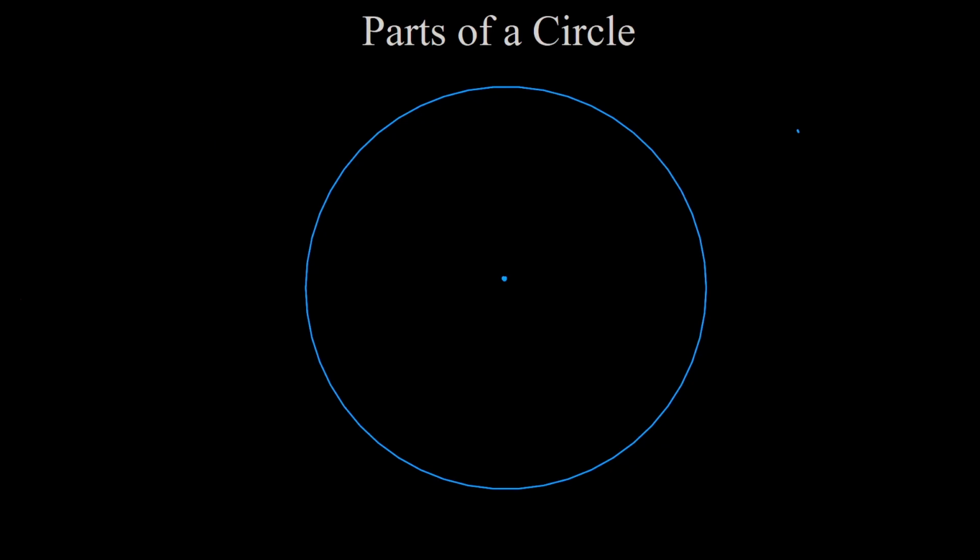Finally, the last part of a circle that I want to talk about is called a sector. If you have two radii, the area that they cut out like a slice of pie, this is called a sector.